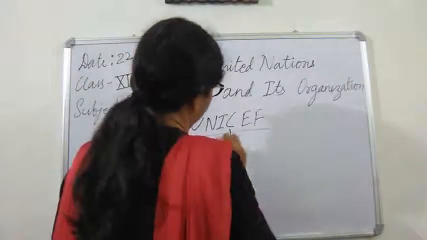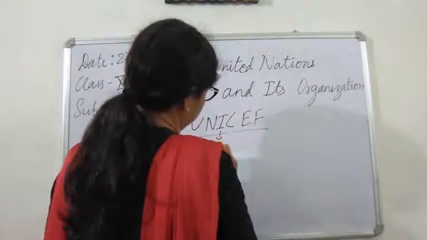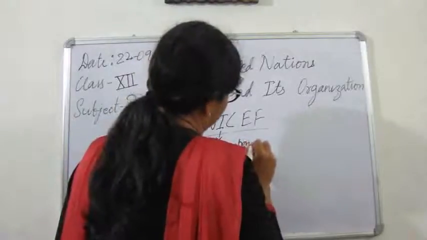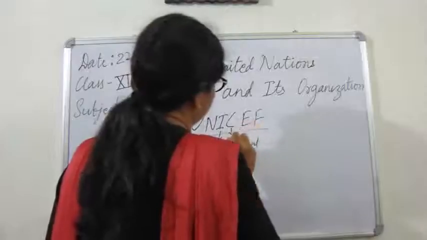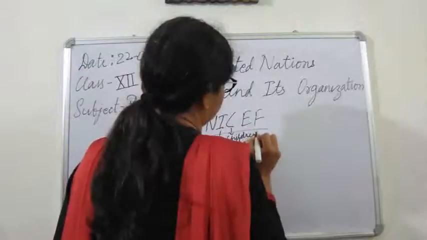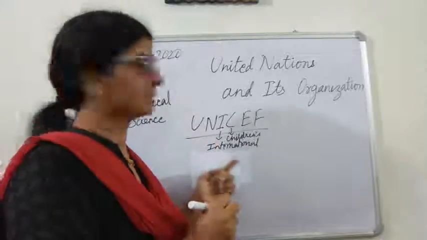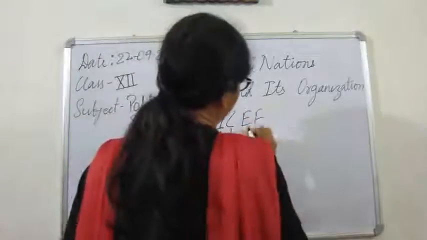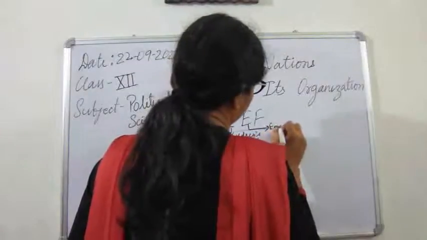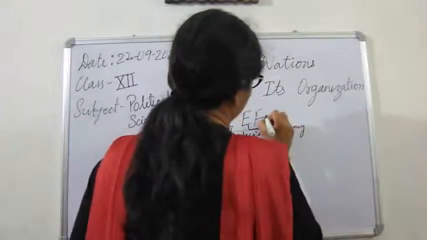So, I for international, C for children, it's children's. United Nations International Children's, E for emergency, and F for fund.